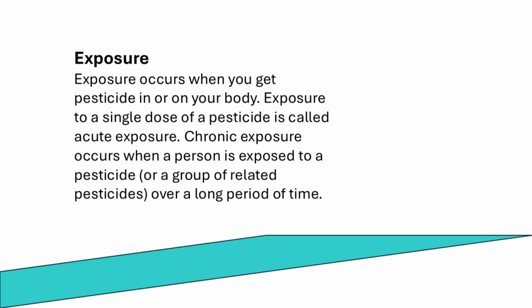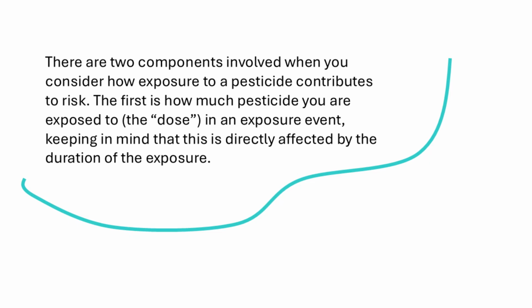Exposure. Exposure occurs when you get a pesticide in or on your body. Exposure to a single dose of a pesticide is called an acute exposure. Chronic exposure occurs when a person is exposed to a pesticide or a group of related pesticides over a long period of time.